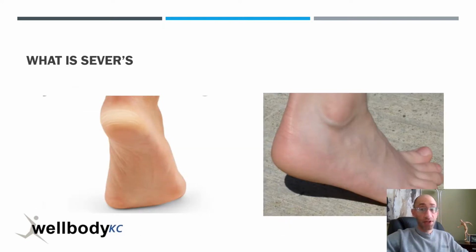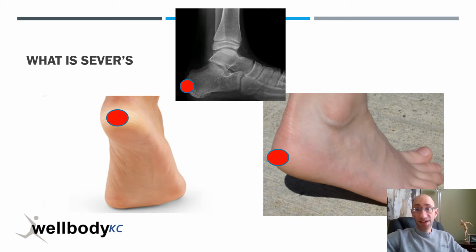Sever's, also called calcaneal apophysitis, occurs in growing athletes. It almost always happens at the exact spot that the red circle is shown, on the back side of the heel, and on the x-ray at the top of the screen. If your heel pain isn't where the red circle is, it's unlikely to be Sever's. Sever's occurs because the Achilles tendon is yanking on a relatively weak growth plate. So if you're not growing anymore, then it's probably not Sever's. And if it's not where the red circle is, it's probably not Sever's.